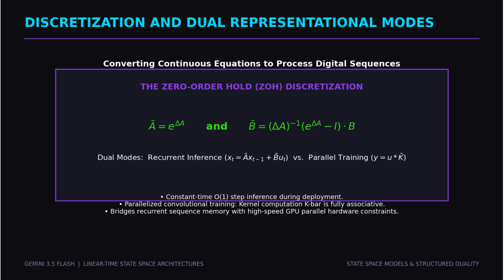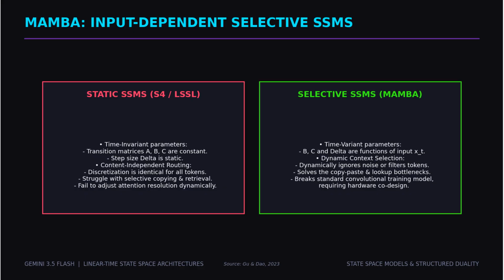To process digital data, these continuous equations must be discretized using a step size delta. Through bilinear discretization or zero-order hold, the continuous matrices are transformed into discrete matrices A bar and B bar. This allows the model to be computed either recurrently for ultra-fast, constant-time inference, or convolutionally as a single parallel pass during training. While classical SSMs like S4 excel at long-range dependencies, they struggle with content-dependent reasoning tasks because their transition matrices are static and independent of the input tokens.